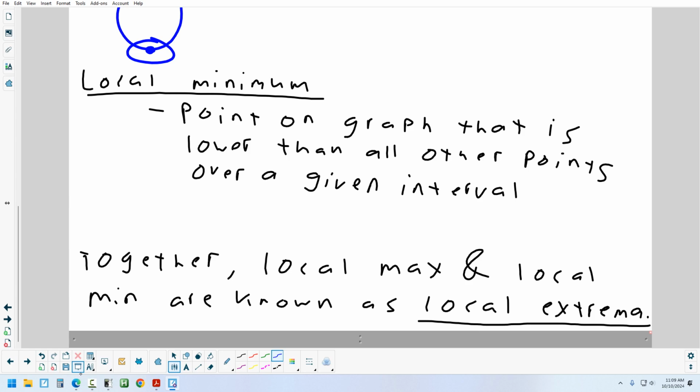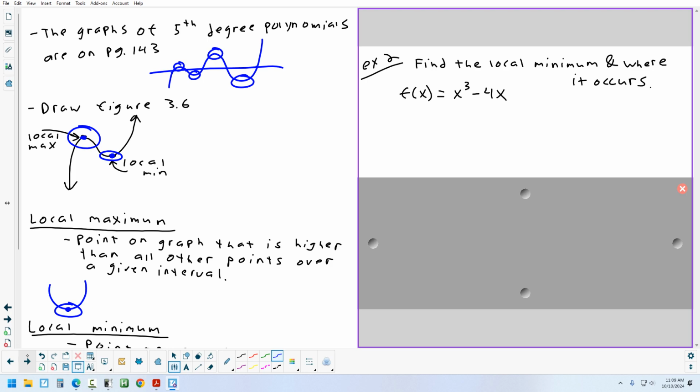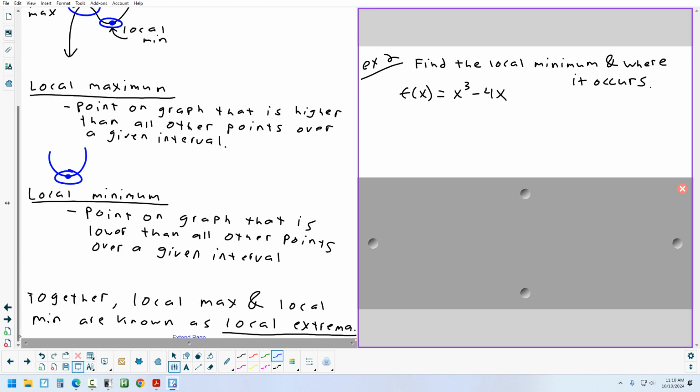So we're going to go over, again, real quick on the calculator, how you find a local min and a local max. And once you find it, how do you write your answer? All right, so let's try that.